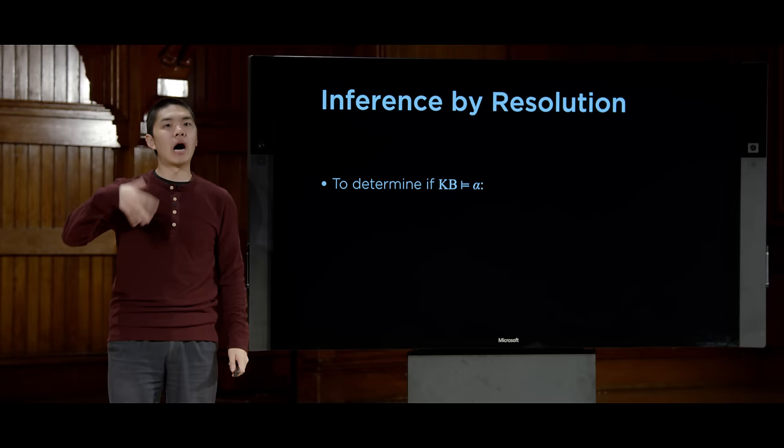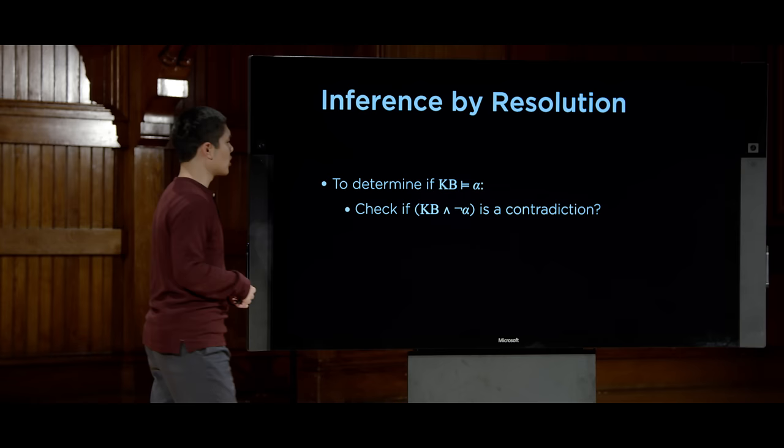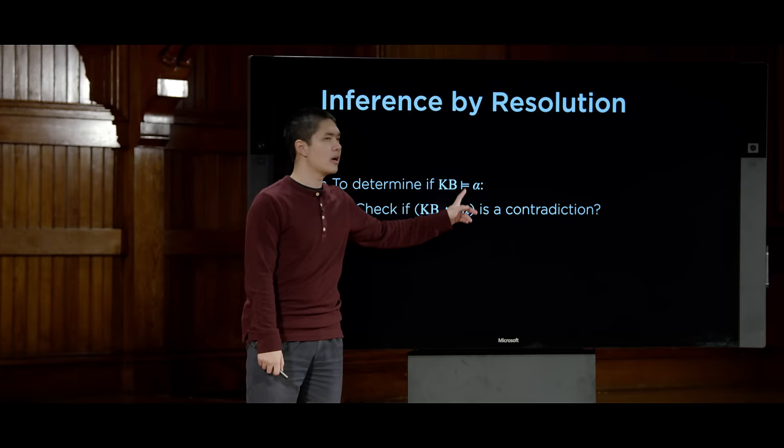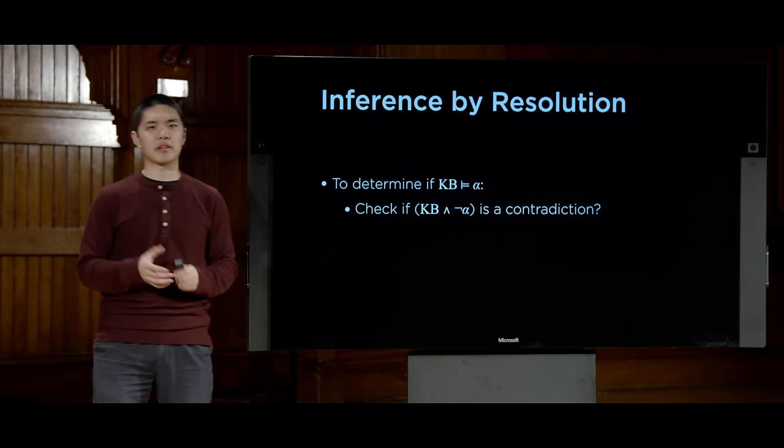How are we going to do that? Well, in order to do that, we're going to try to prove that if we know the knowledge and not alpha, that that would be a contradiction. And this is a common technique in computer science more generally, this idea of proving something by contradiction.